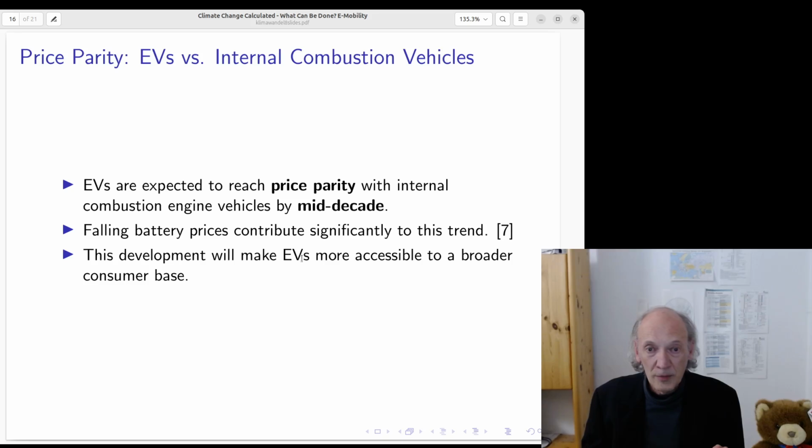And this development will make EVs more accessible to a broader consumer base, because it will be cheaper, since the purchase price is not more and the maintenance is actually much cheaper and is more reliable, which means you have less loss of value in the car. It makes it financially much better to buy an EV than an internal combustion engine car. So after that time, more car purchases will be EVs than it will be internal combustion engine cars, ICE cars.